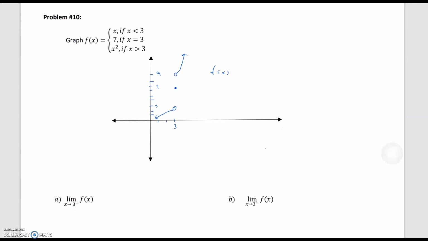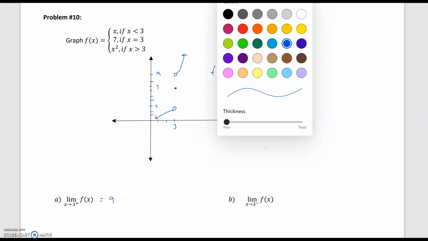Now let's take a look at the limits. Problem A says find the limit as x approaches 3 from the positive side. So from the positive side, as x gets very, very close to 3, our function is going to be approaching 9. So this is equal to the values of 9.